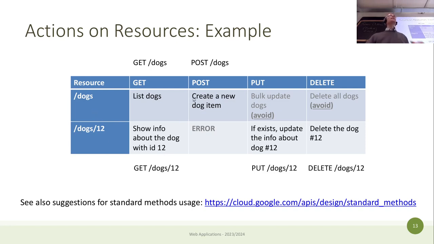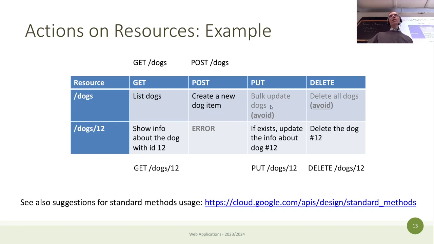Post will send the information about the new dog. It's black, it's tall, and so on. This will create a new dog item, potentially returning a new dog ID. That's a best practice typically. But it doesn't make sense to call it on a single item. The dog 12 is already there.